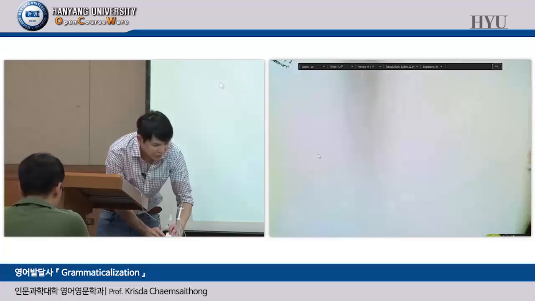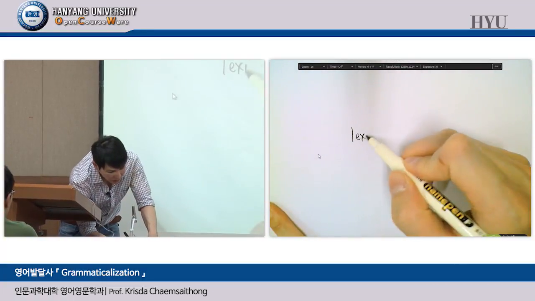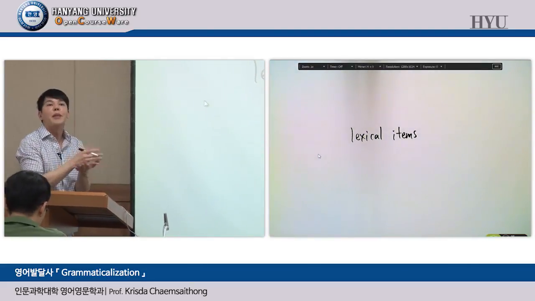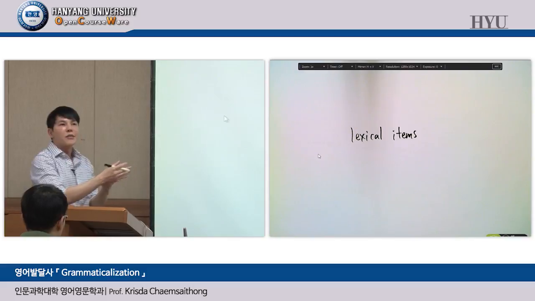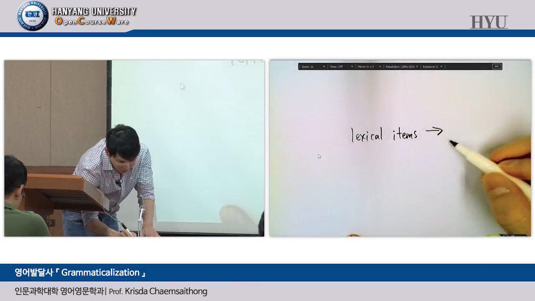So to put it in simple terms, grammaticalization is a process whereby lexical items, you know lexical items, right? Vocabulary, like verbs, nouns, adjectives, or adverbs. Lexical items become grammatical items.